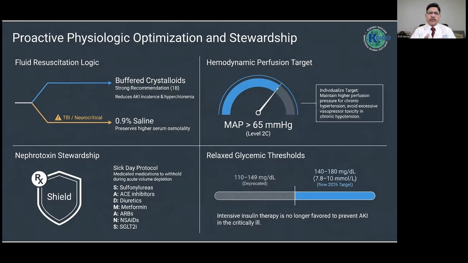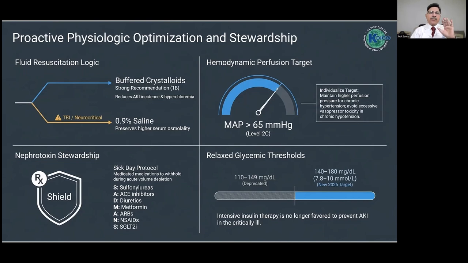And nephrotoxic stewardship, sick day protocols. What are the things I stop? Sulfonylureas, ACE inhibitors, ARBs, diuretics, metformin, NSAIDs, SGLT inhibitors. Until the patient recovers, withhold or reduce these drugs. Relaxed glycemic thresholds: don't be too vigorous in reducing the sugars below 140. Earlier it was 110 to 149. Today it is 140 to 180. Intensive insulin therapy is no longer favored to prevent AKI in critically ill patients.